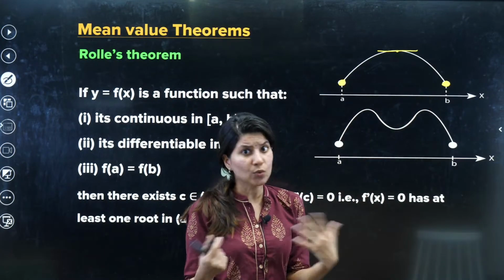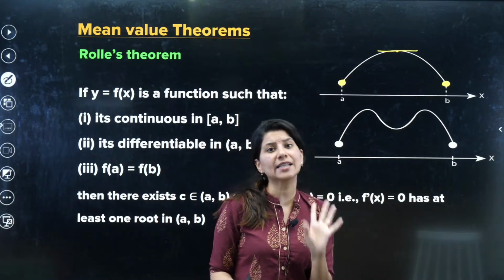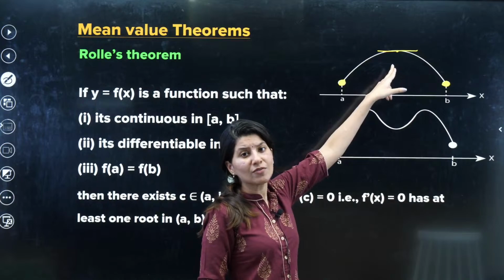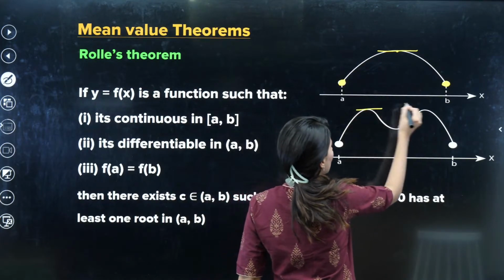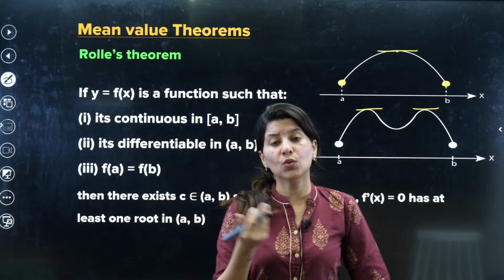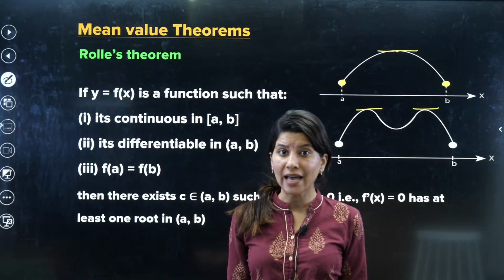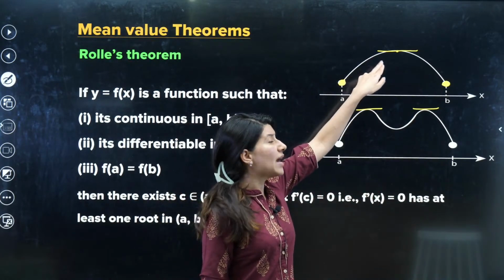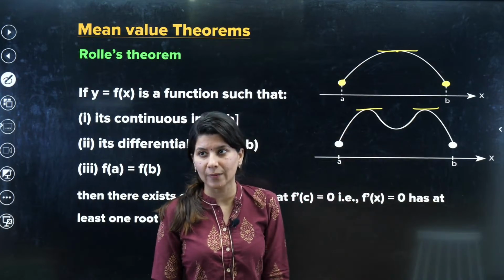At least. You can draw 2 as well. I am not saying you cannot draw 2, but at least one you can draw. So this is the situation where you can draw one horizontal tangent. This is the situation where you can draw 2 horizontal tangents, and there are multiple situations where you will be able to draw multiple horizontal tangents, but that's not the guarantee, because bare minimum you can draw one horizontal tangent. That's what Rolle's is trying to say.